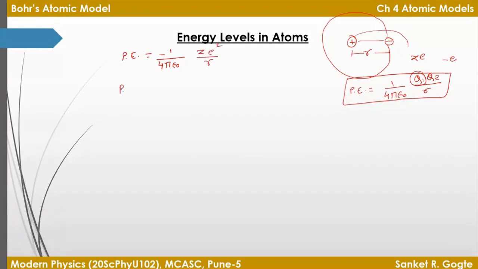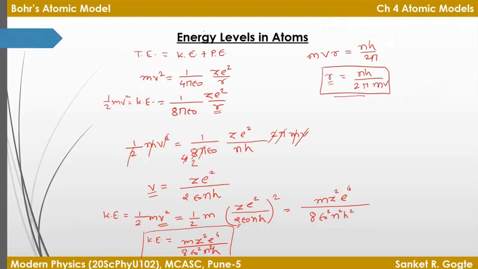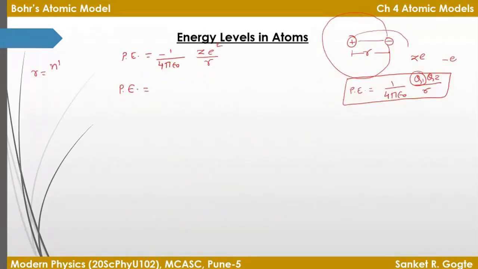Now what should be the next step? The electron cannot assume any value for r. According to Bohr's atomic model, it should satisfy this particular condition, which is nh by 2 pi mv. So let's use that. This is the relation that r should satisfy, and therefore potential energy is minus 1 by 4 pi epsilon 0 z e square by r, where r is nh by 2 pi mv. So this pi will get cancelled.